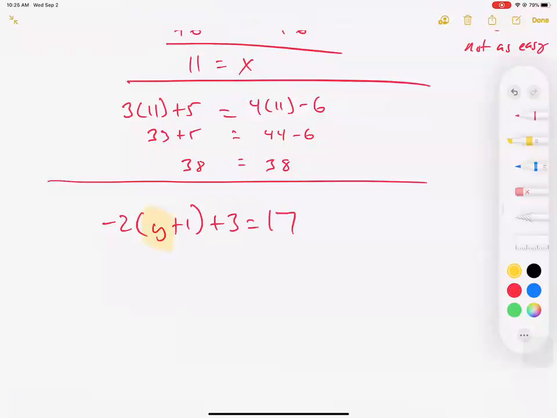Here's a poll. Tell me which one is farthest away from y: the 1, the 2, or the 3? Okay, so most of you said, let me share the results, most of you said it was the 3.